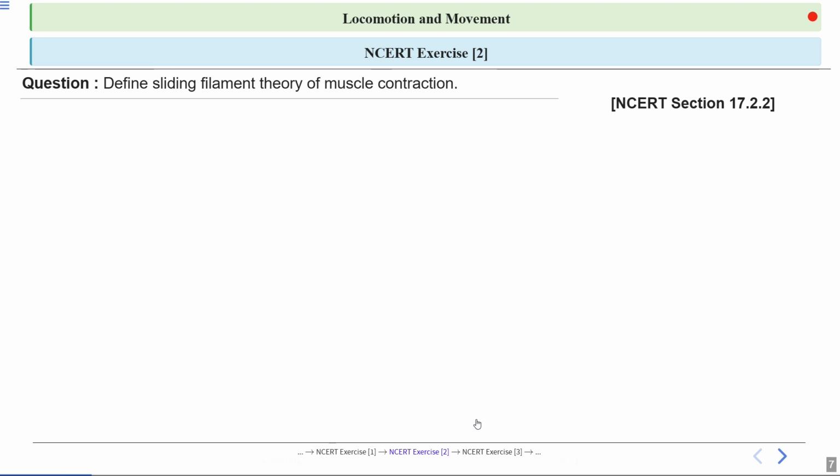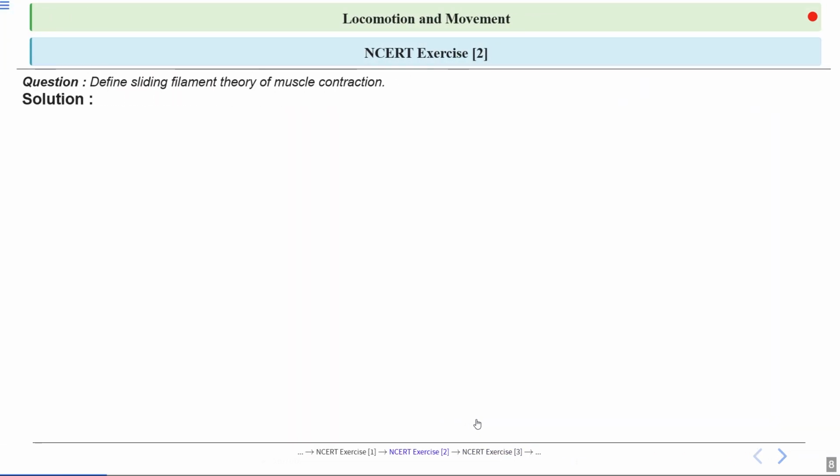So this is our second question, and the question is about the sliding filament theory. The question is, define the sliding filament theory of muscle contraction. Let's see the answer. We know that this theory explains how muscles contract to produce movement. Imagine this as a process where different parts inside the muscle slide past each other, causing the muscle to shorten and generate force.